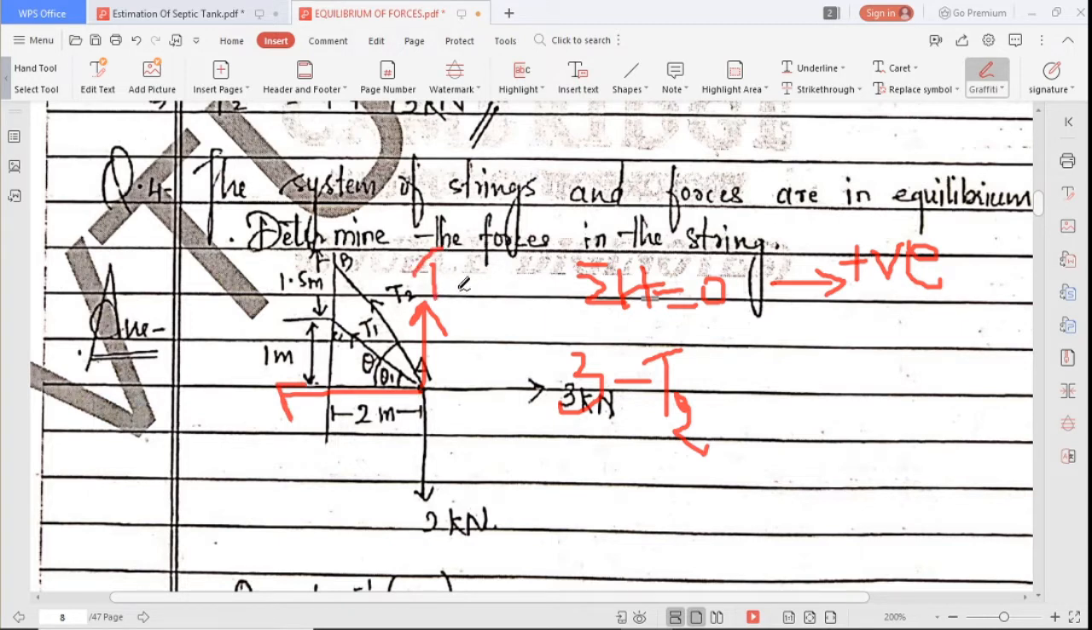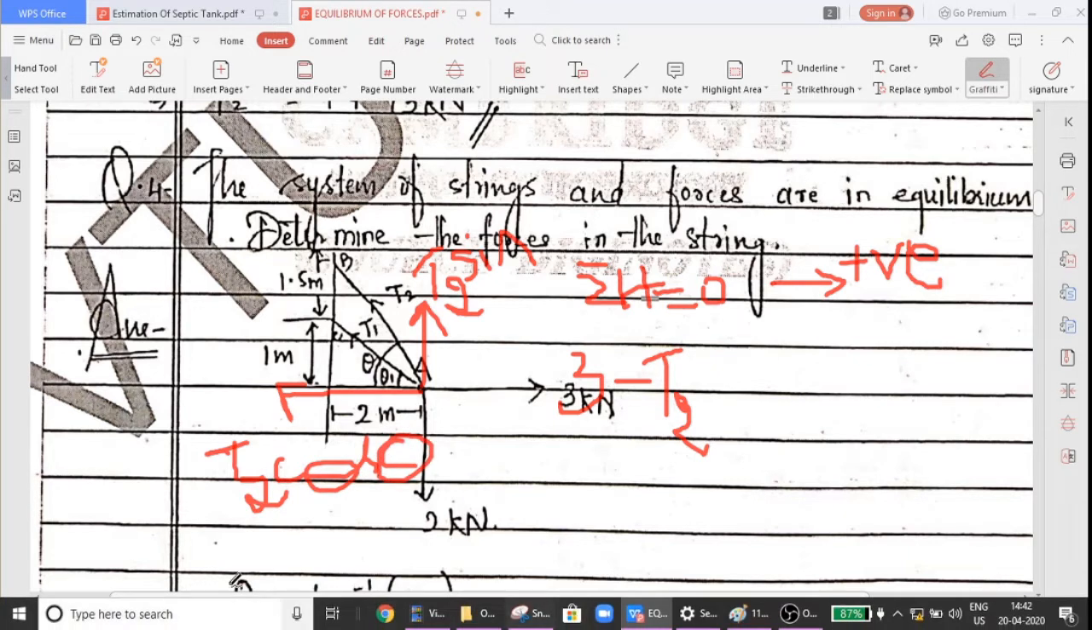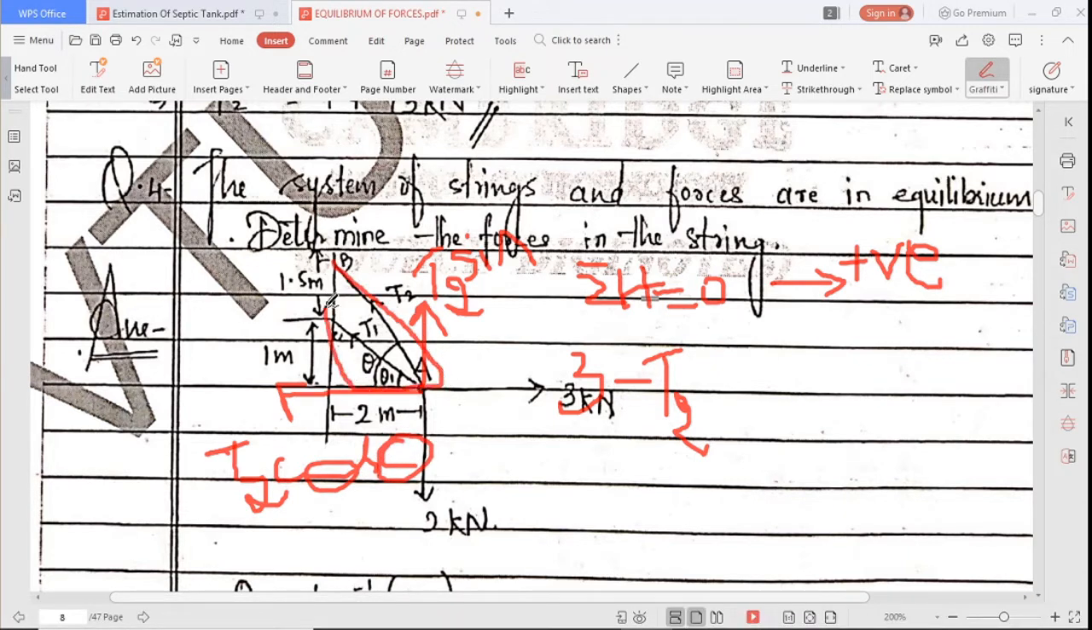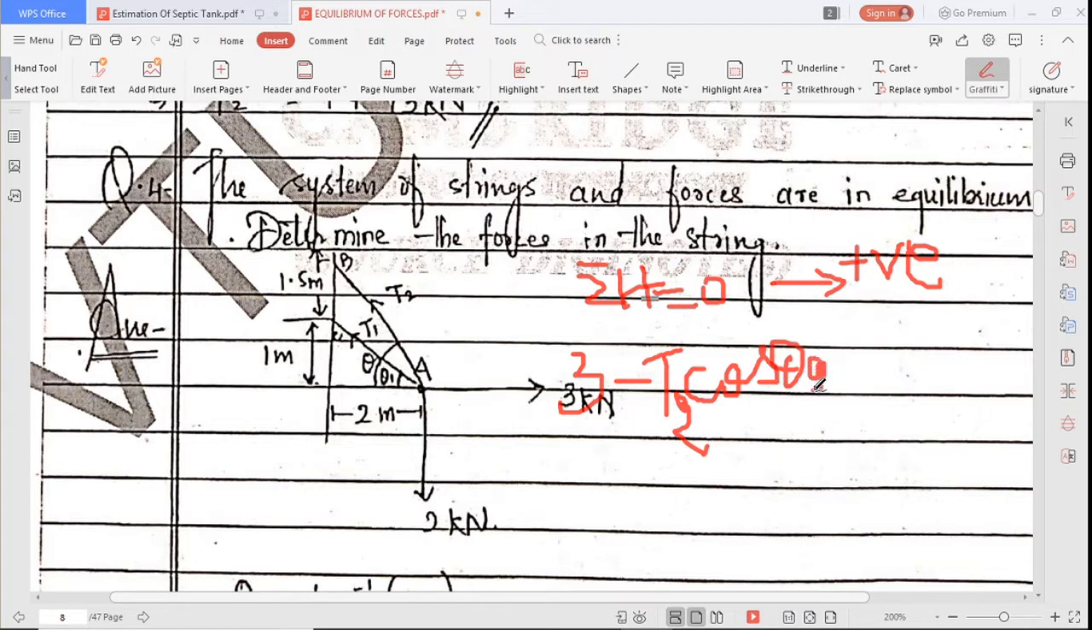So what is this? This is T2 sine theta. What is this? T2 cos theta. For this big triangle, which theta do we have to take? Theta 2 we have to take. So what happens? Summation of horizontal forces: 3 minus T2 cos theta 2, then minus T1 cos theta 1, which is equal to 0.